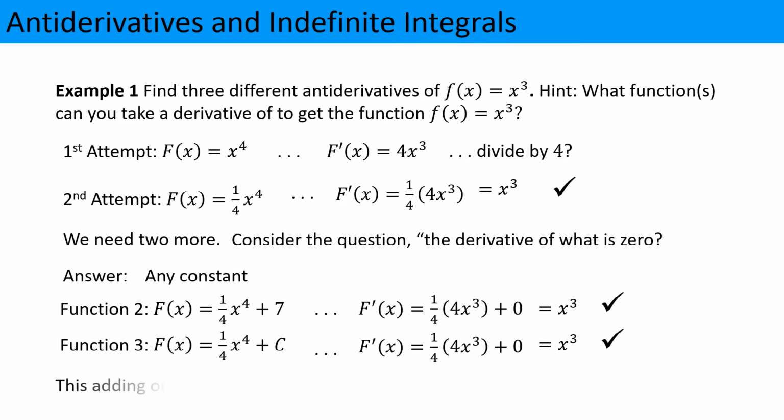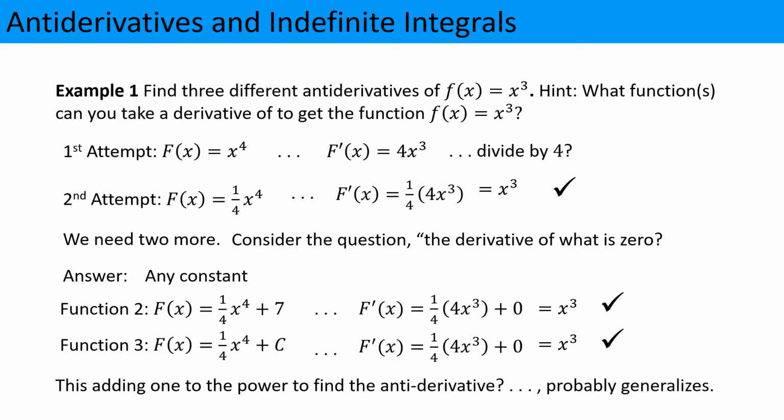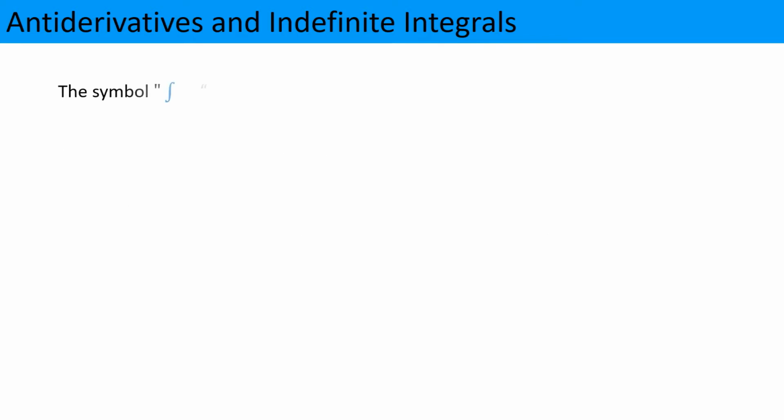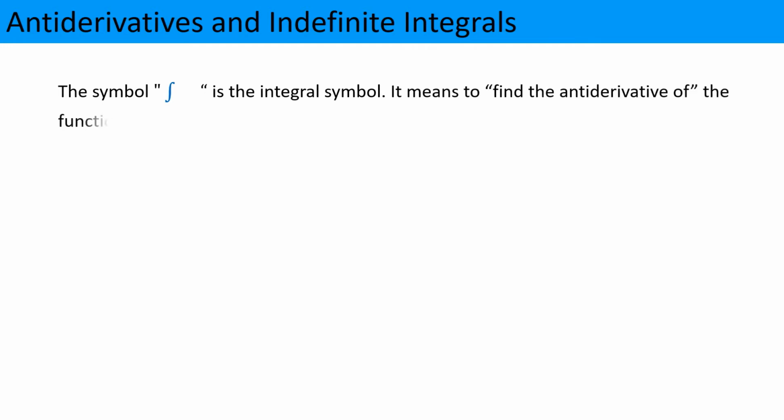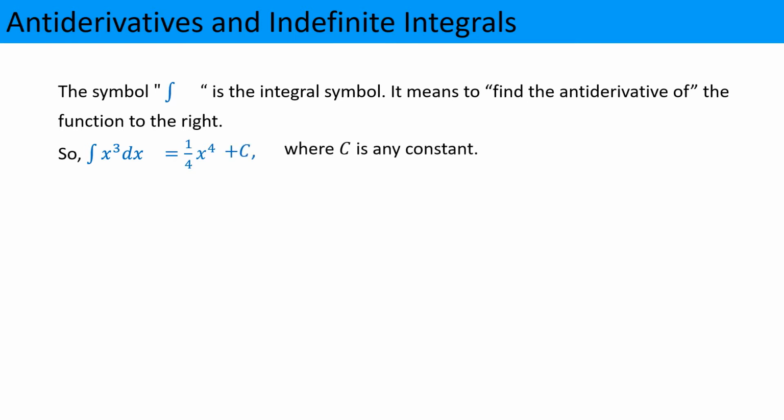This adding 1 to the power to find the antiderivative, it probably generalizes. The symbol that looks like a stretched out S is called the integral symbol. It means to find the antiderivative of the function to the right. So we can write integral of x cubed dx is equal to 1/4 x to the 4th, but remember we must have plus C, where C is any constant.